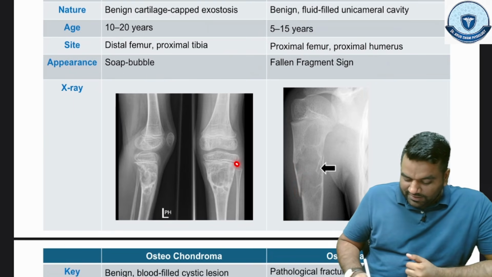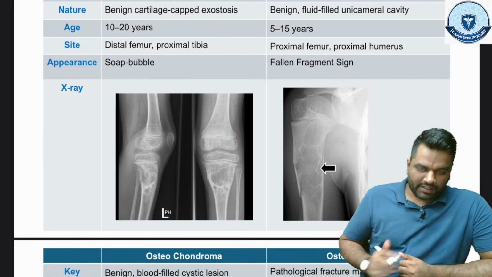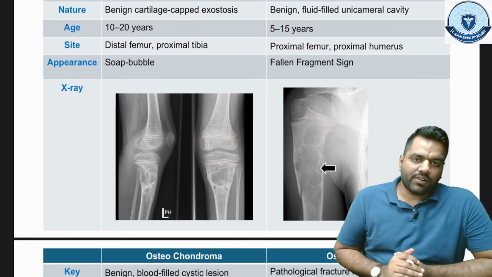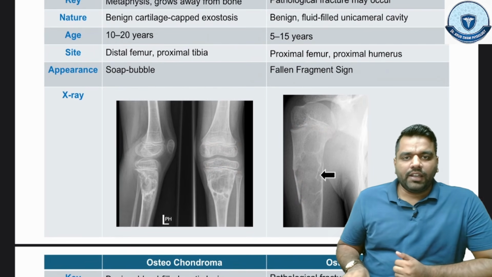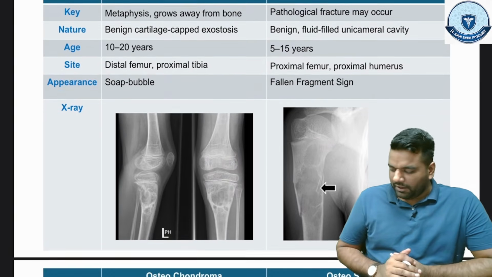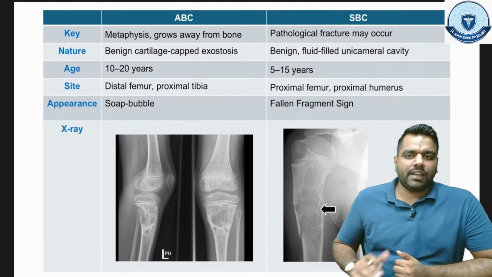Again, you can see the growth plate is clearly visible, which means this is a children's X-ray, right? Here again you can see the growth plate is clearly visible. Again, this is a children's X-ray, right? So this is how, if the fallen fragment sign is given, always answer SBC. If you see a soap bubble appearance in the metaphyseal area, always answer ABC, right?